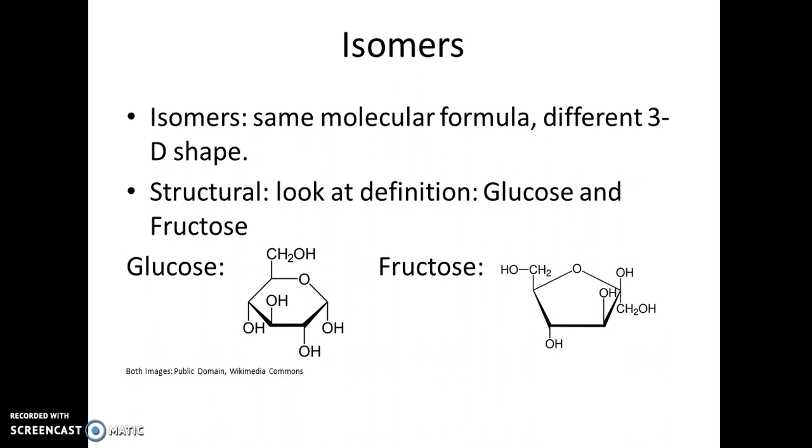For example, isomers is an interesting term in which the molecules have the same molecular formula but a different three-dimensional shape. Now there are three different types of isomers that we'll be dealing with. The first are structural isomers. The example is a great one, glucose and fructose. They both have the molecular formula C6H12O6. That's again C6H12O6, but you can notice the difference between glucose and fructose. Glucose is hexagonal in shape, whereas fructose looks like a pentagon. So although they have the same molecular formula, they have a different three-dimensional shape. And as we will find out later, shape is everything.